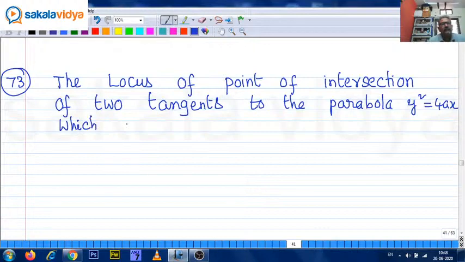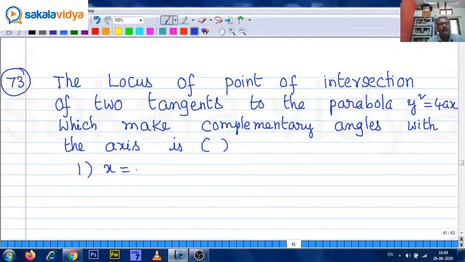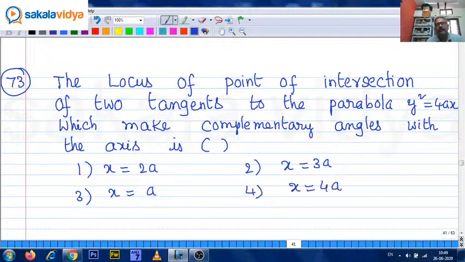Which make complementary angles with the axis is: first option x is equal to a, second option x is equal to 3a, third option x is equal to a, fourth option x is equal to 4a. This is the question.